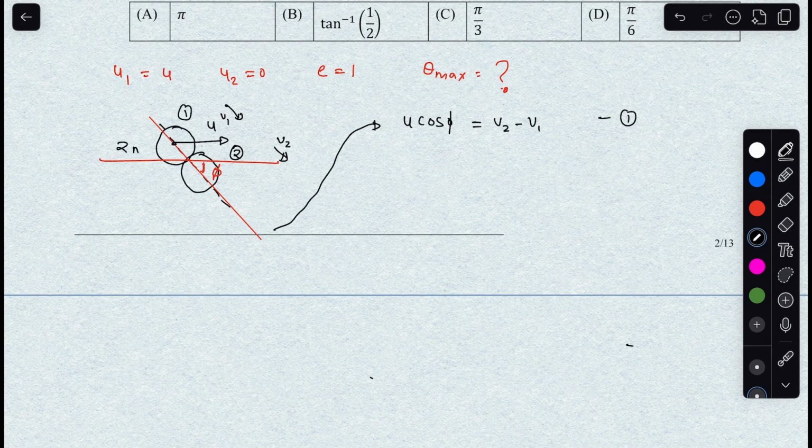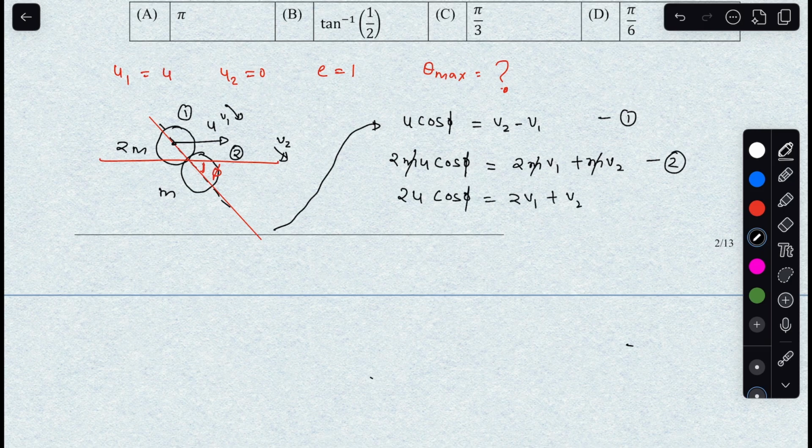Then we apply conservation of momentum along the line of impact. This mass is 2m and this mass is m. So the initial momentum is 2m u cos phi, which must equal the final momentum, 2m v1 plus m v2. This is the second equation. We can cancel out m, and then we have 2u cos phi equals 2v1 plus v2. This is our second equation.